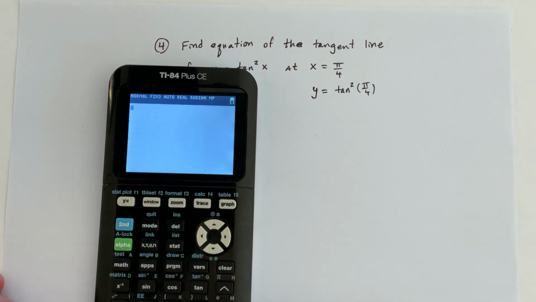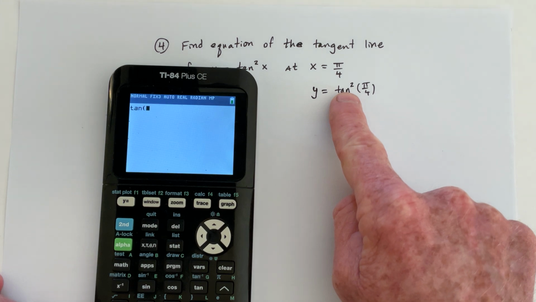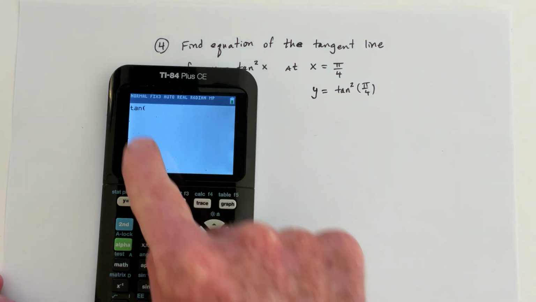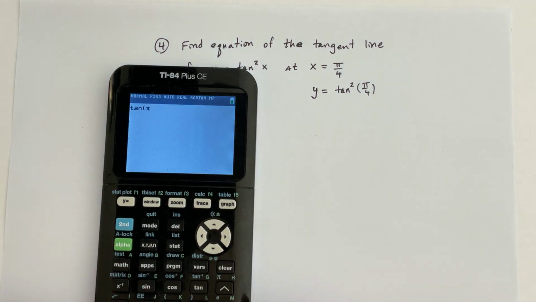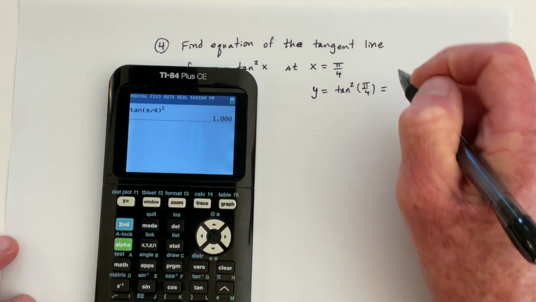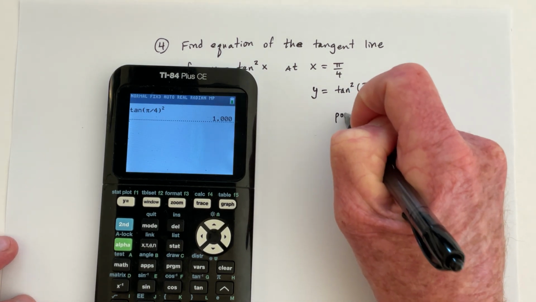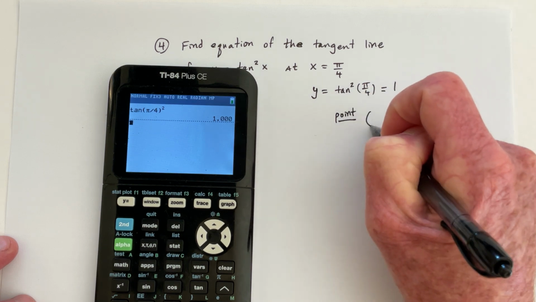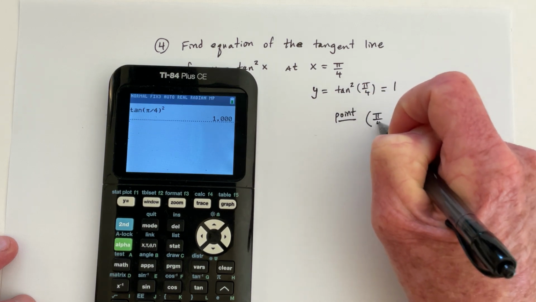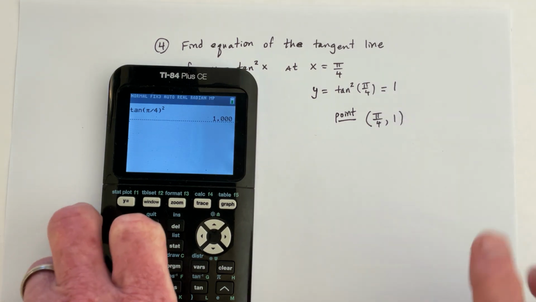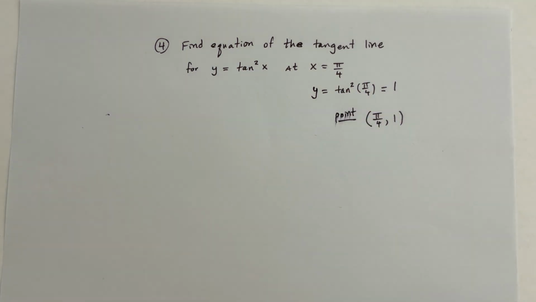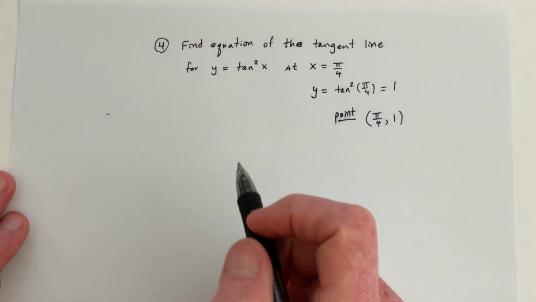If not, you can use the calculator and say tangent. And when we write this squared right there, the calculator won't let me do that. I have to put the squared after. So pi divided by 4, and then put the parentheses, and then put the square, and it does equal 1. So in other words, the point that it's going through is pi over 4, comma 1. That is the point. Now find the slope.